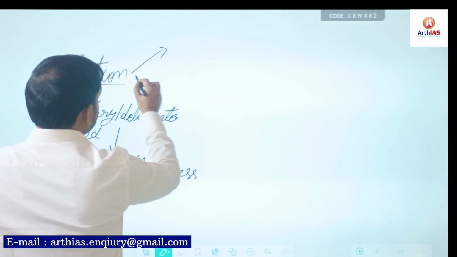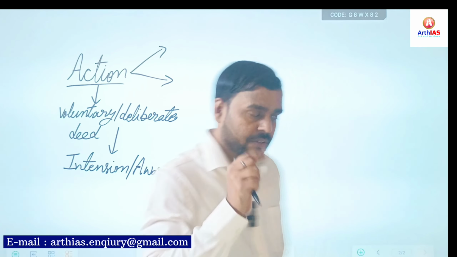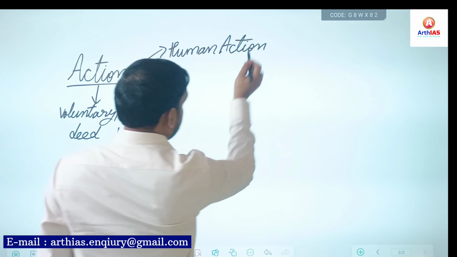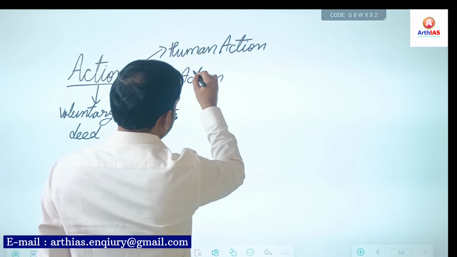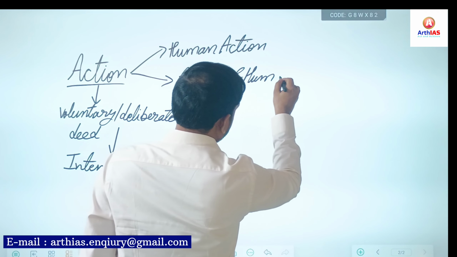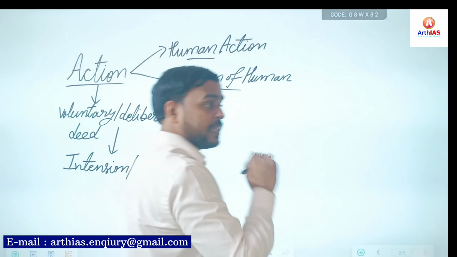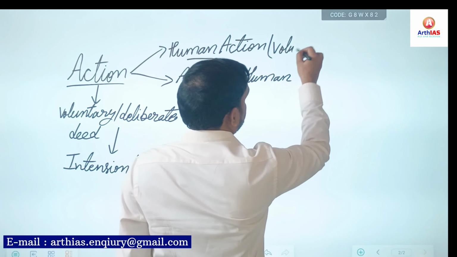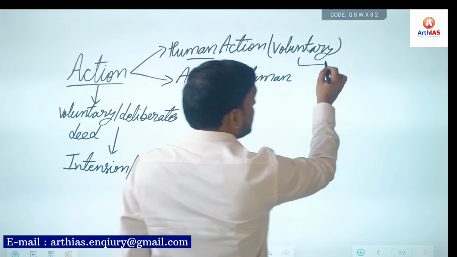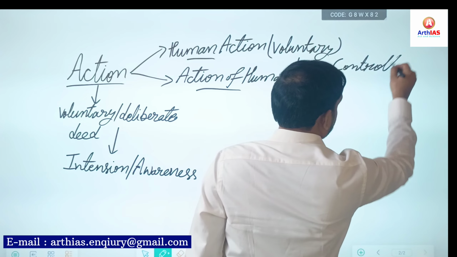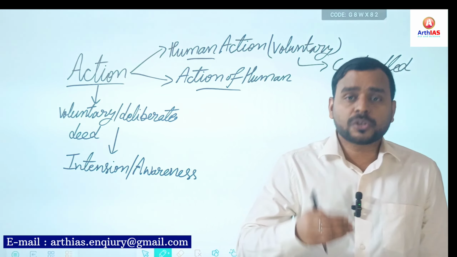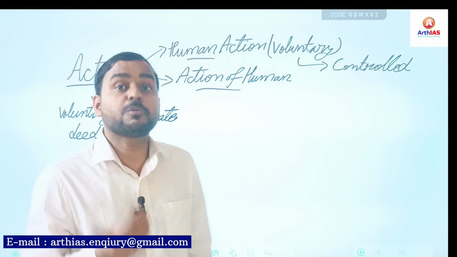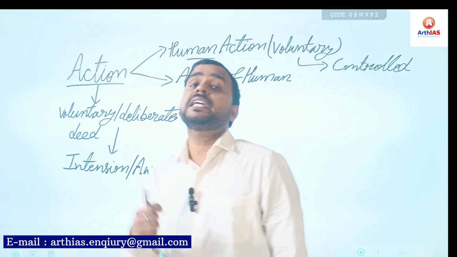Now you must know that action can be categorized into two categories. First, human action, and second, action of human. Both look similar, but there is a slight difference. When we talk about human action, these are voluntary, and when anything is voluntary, it can be controlled. For example, your good action, bad action, or your anger, your emotion can be controlled. These are voluntary actions.